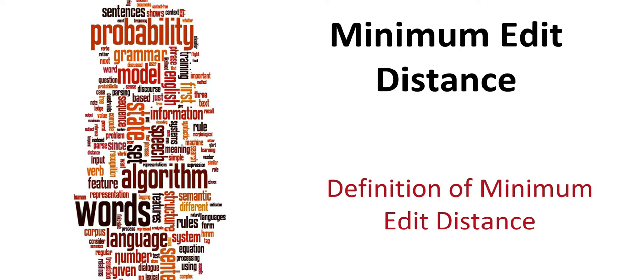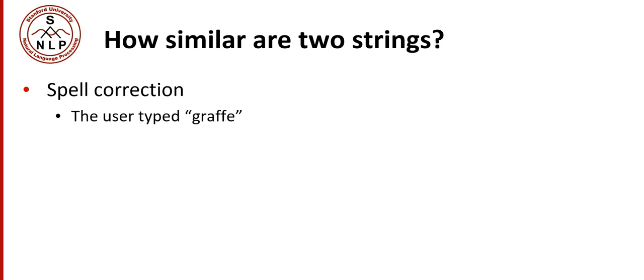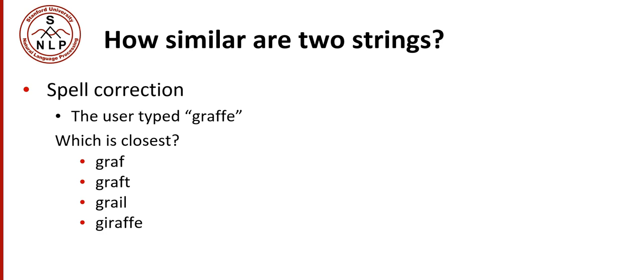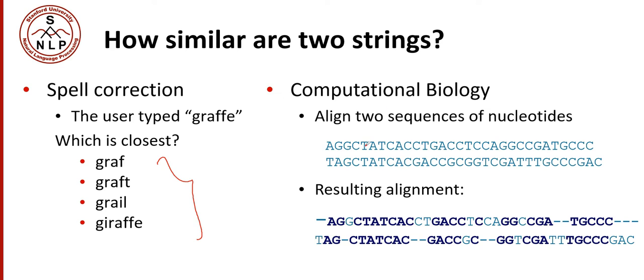Hello students. So today I am going to discuss minimum edit distance. It calculates how similar two strings are, and it is useful in spell correction or spell checking. Suppose the user typed graph, it will find the closest words. Corresponding alignment of nucleotides is another application. Similarly, it can be used for machine translation, information extraction, and speech recognition.